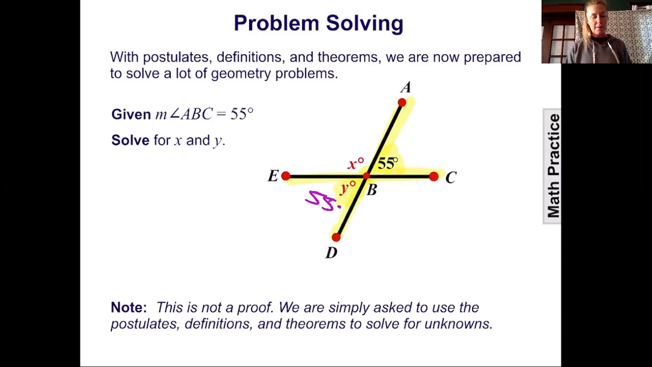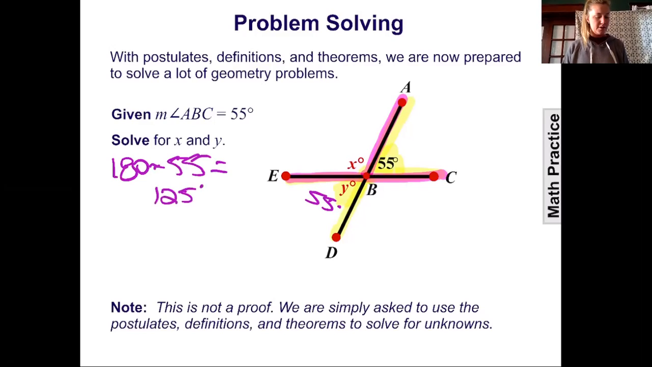Another thing that we know, what I'm about to outline in pink, is that this is a straight line and that this line is intersecting it. So we know that together they're going to add up to be 180 degrees. So we can take 180 minus 55. Can anybody tell me what I get with that? I believe it's 125. Perfect. So you end up with 125 degrees. So since these are on a straight line, you end up with 125 degrees.